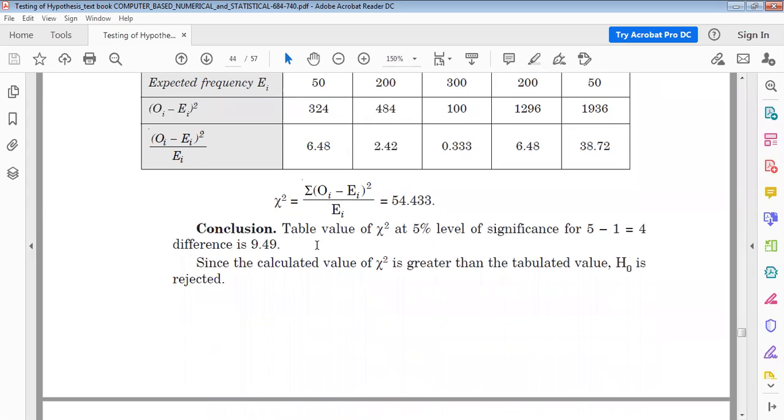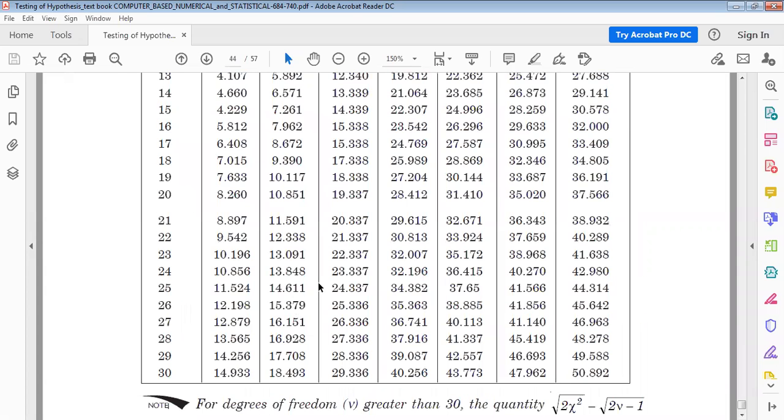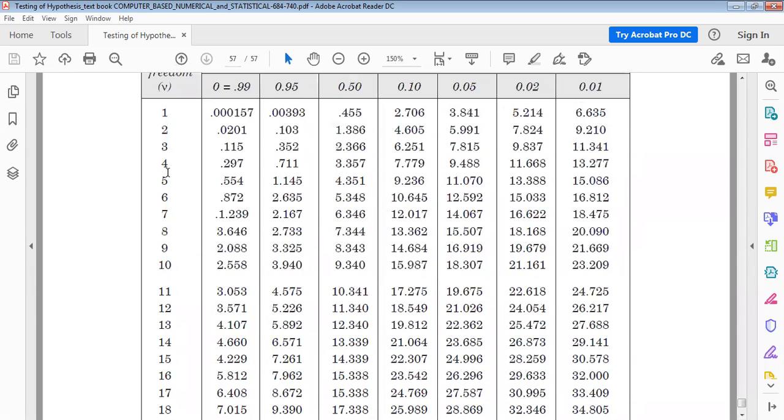Now the table value of chi square at the 5% significance level at 4 degrees of freedom. How many samples here? Sample size 5, so degrees of freedom will be 5 minus 1 equals 4. The table value at 4 degrees of freedom is 9.488 at the 5% significance level. Okay.